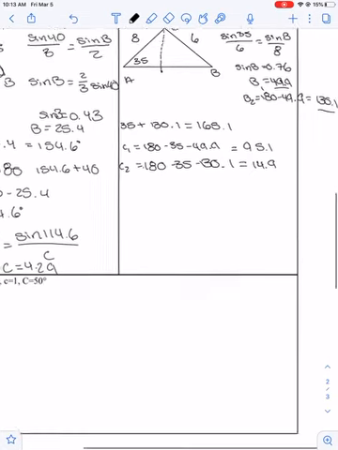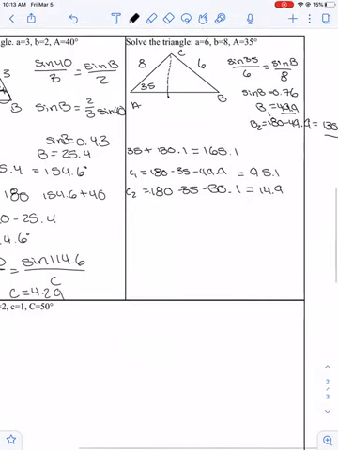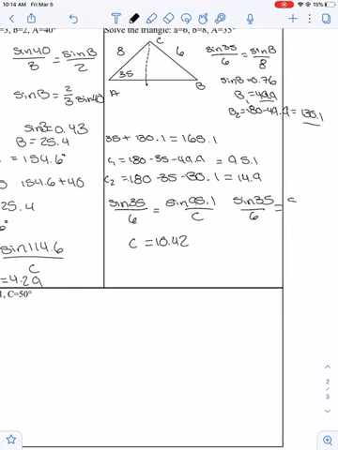Okay, now we have angles, and we just need to find the sides. So I'm going to set up the sine of A, which is 35 over 6, equals the sine of 95.1 over C, and C would equal 10.42. That's for the first one. Now for the second one, we have sine 35 over 6 equals sine 14.9 over C, and we get C equals 2.6.